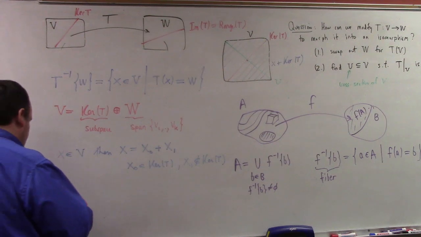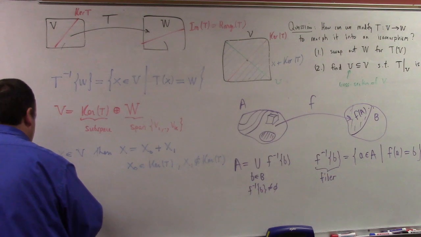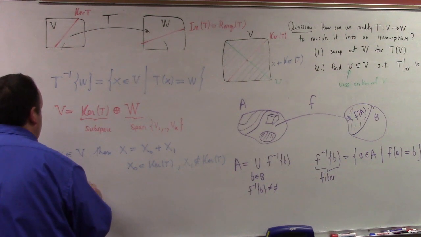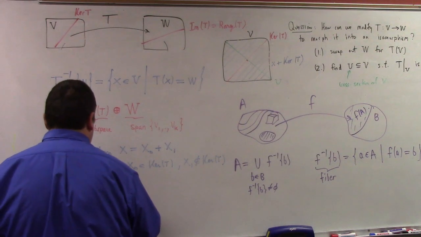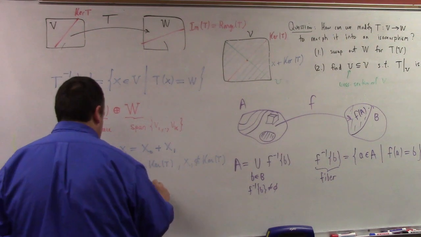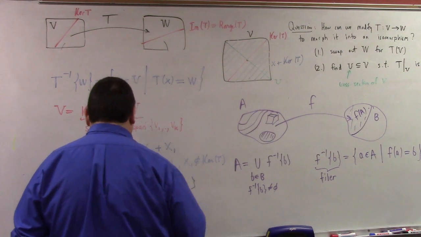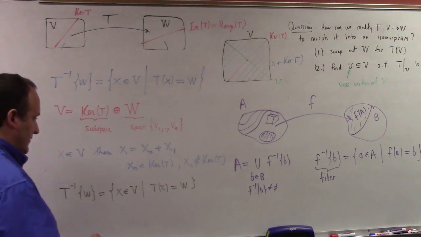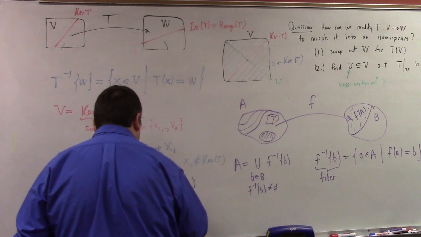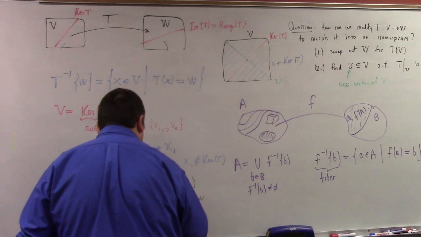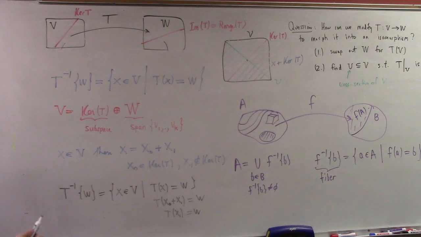So in view of that decomposition, notice that T inverse of W is equal to, what was it, x in V such that T of x is equal to W, right? But what's x equal to? Well, you're talking about T of x naught plus x1, right? But that's really just T of x1, because T of x naught is 0.